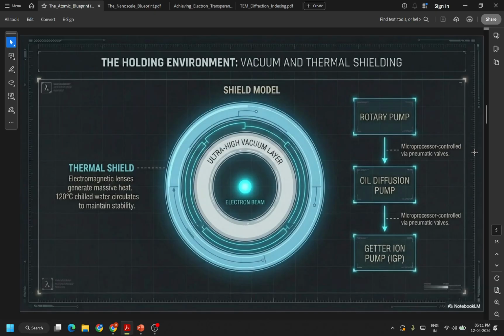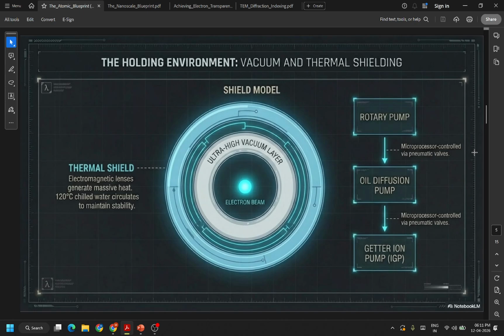Now, we know the electromagnetic lenses generate massive heat, up to 120 degrees Celsius. So a thermal shield, which consists of constant circulation of chilled water, maintains the temperature and keeps it in the operational range.